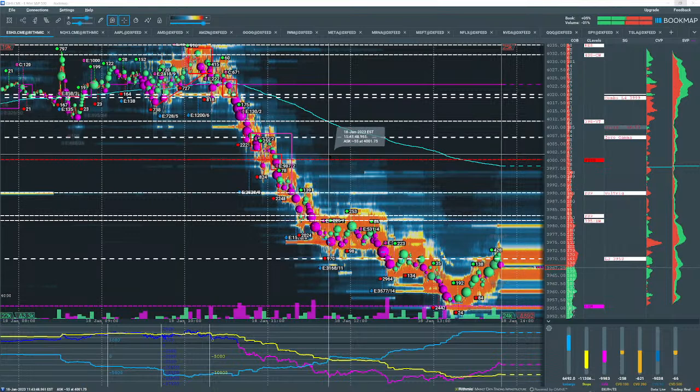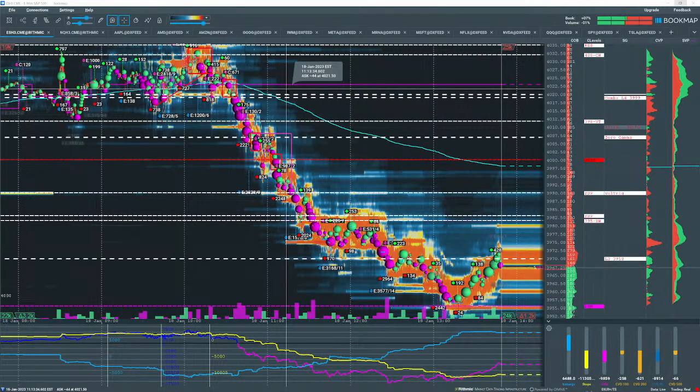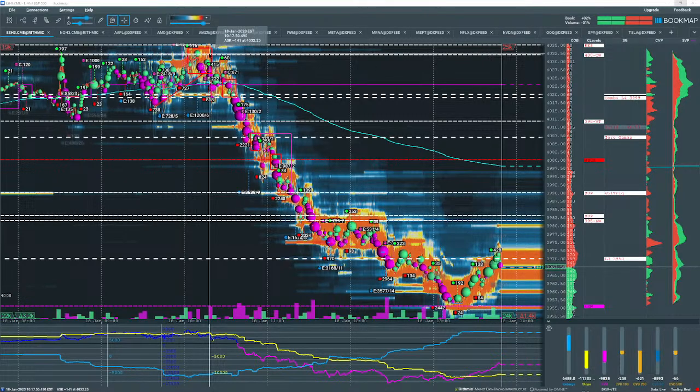Okay, so let's get back to the ES here, and the key thing to note is the 400 call wall that is expected to act as resistance. Certainly did today, just like it has before. So this is the SPY 400 call wall right here, acted as resistance.